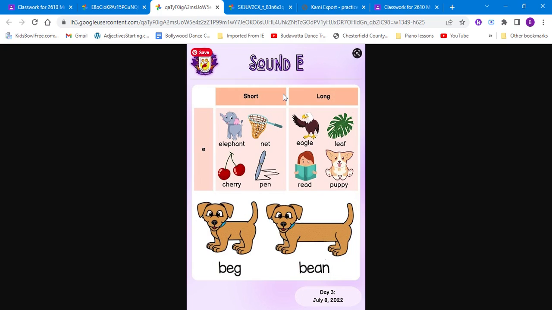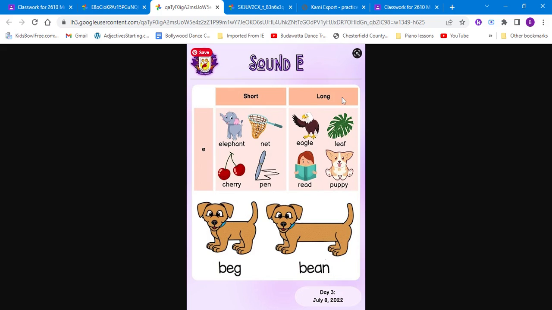For short E, it makes the sound eh. So we don't hear ee. That means that it's a short E. Some examples for short E are elephant, net, cherry, pen. We only hear the short E sound.